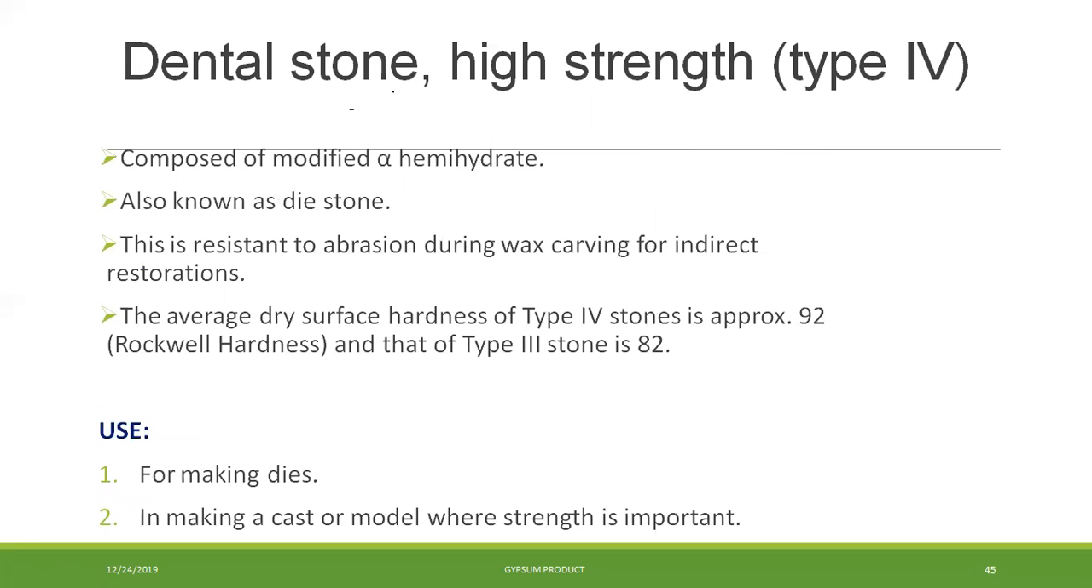Now this is high strength dental stone, type 4, modified alpha hemihydrate, also known as die stone. This is resistant to abrasion during wax carving for indirect restoration. As I've already told you, when we are preparing wax patterns for inlay, onlay, crowns, then we have to use it. The average dry surface hardness of type 4 stone is approximately 92 Rockwell hardness. Type 3 stone is 82. You have to remember these two also. These are for making dies. In making casts, model base strength is more important.